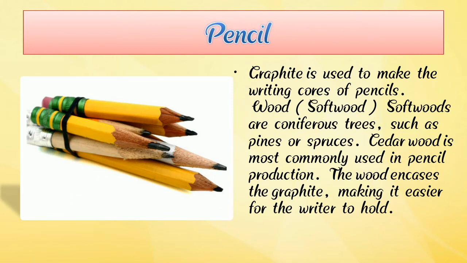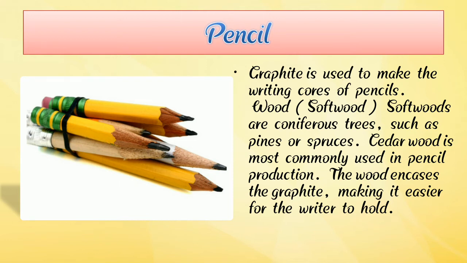Okay, now next is pencil. You all know about pencil because you write with a pencil. Pencil is made from graphite. Here is graphite. It's black and shiny in color. Graphite is used to make the writing core of a pencil, and the wood is soft wood from coniferous trees such as pines or spruces.